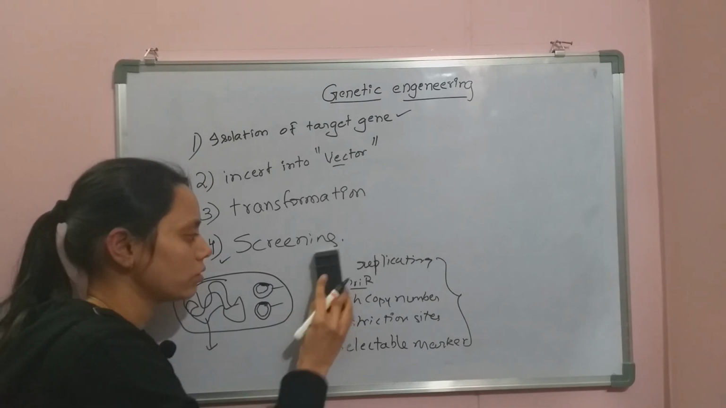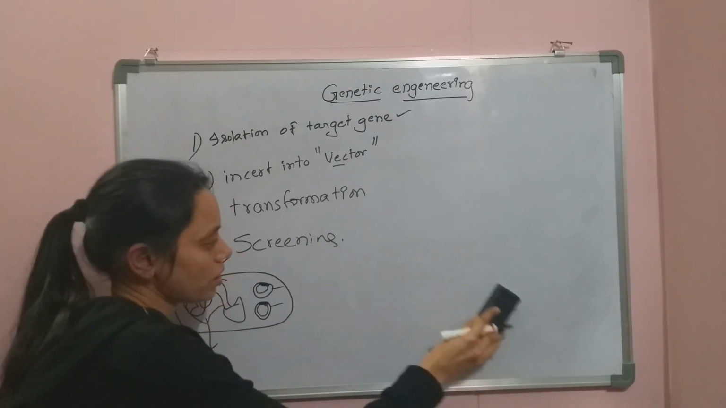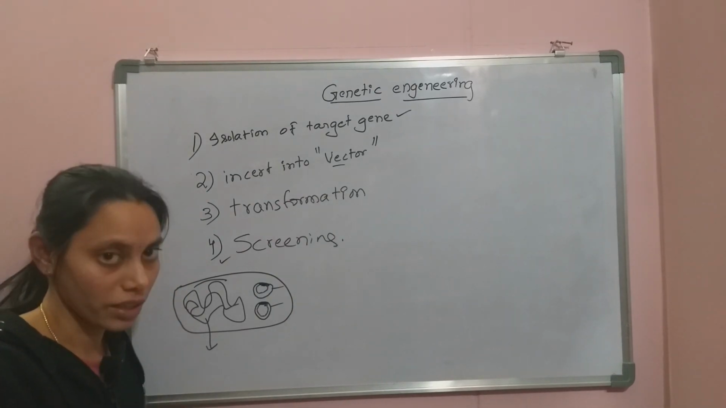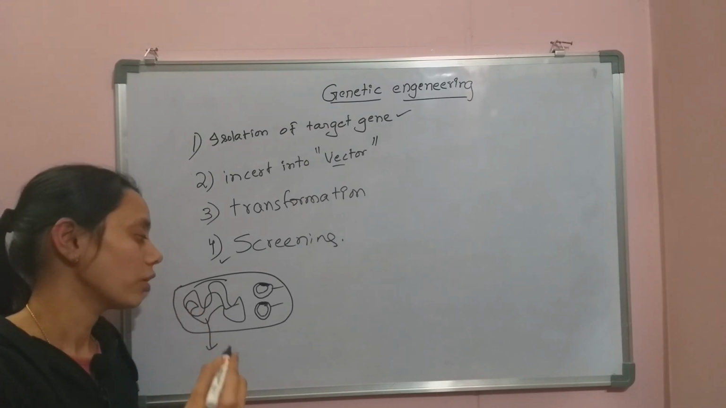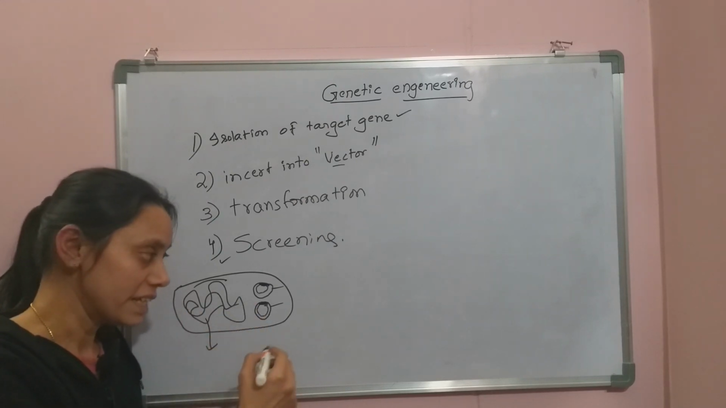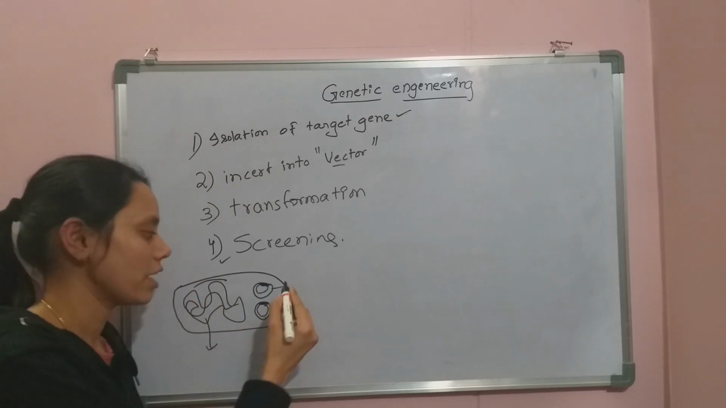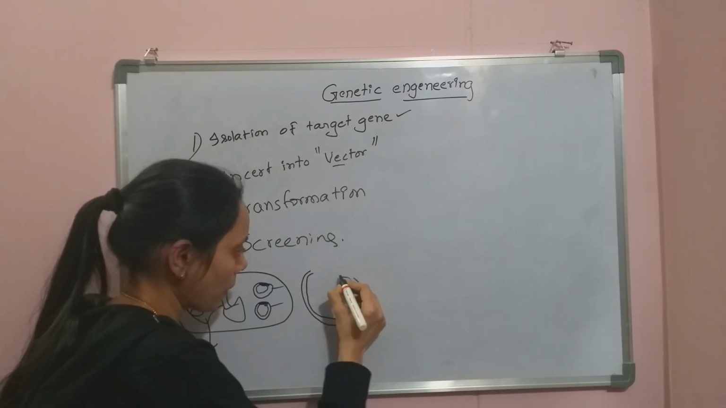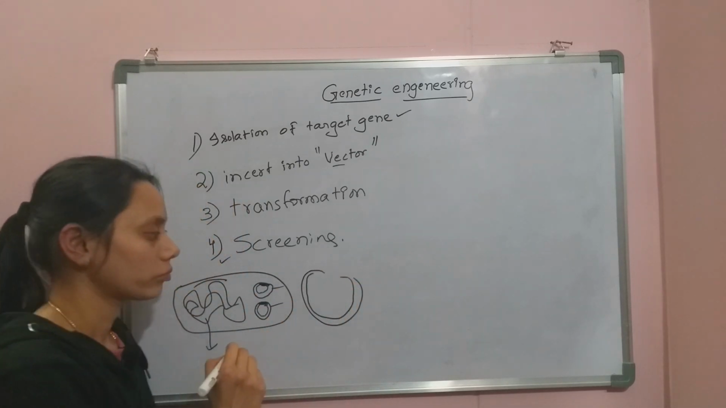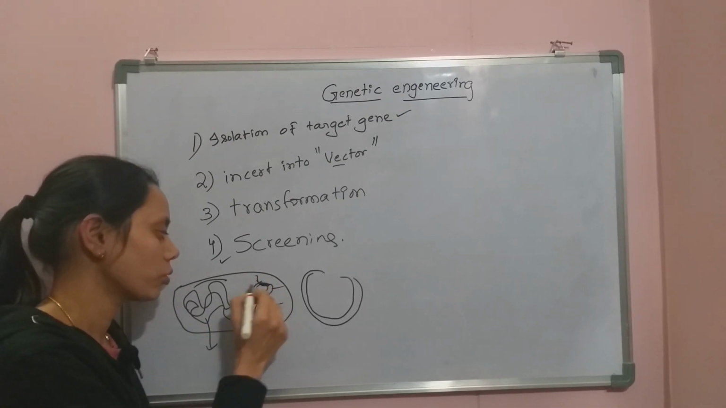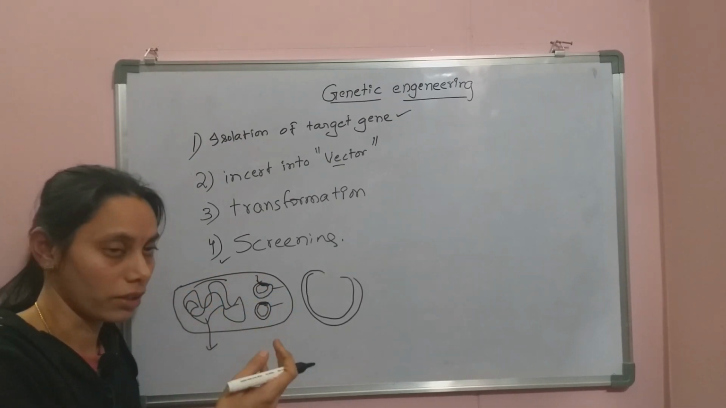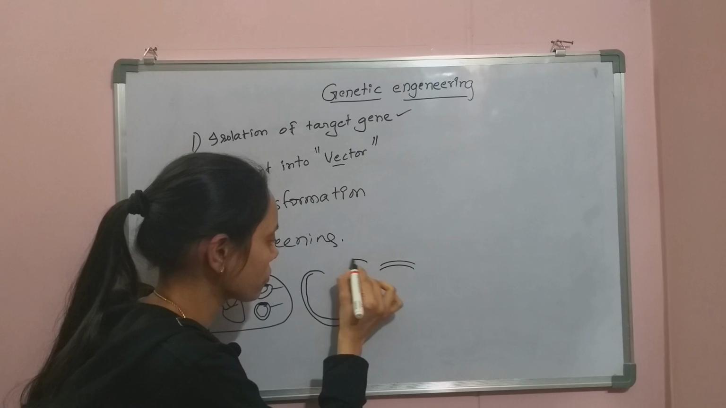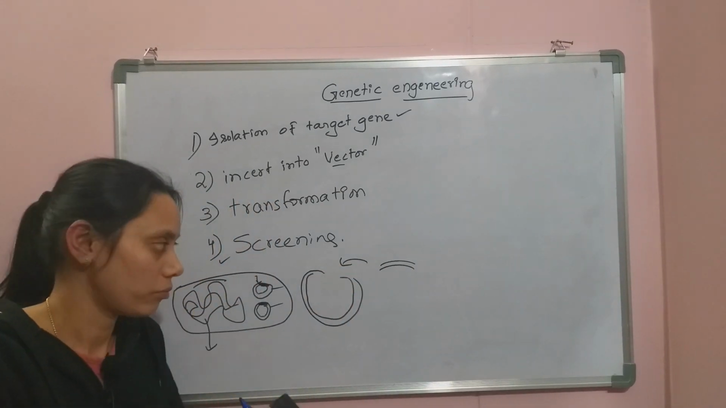So here, in the second step, as we already discussed, we already isolated the target gene. So in the second step, we are going to have these vectors. These vectors are treated with restriction enzymes so that they will be just cut open. So the restriction enzyme is able to cut the vector DNA, and the target DNA will be introduced in the open part.